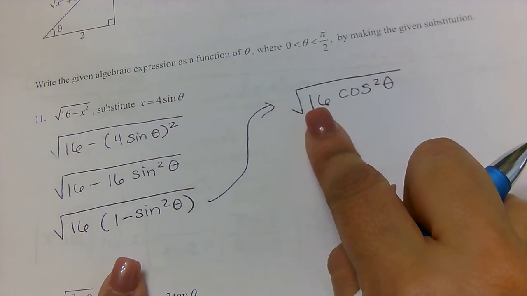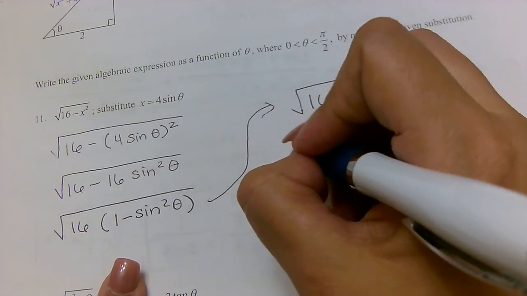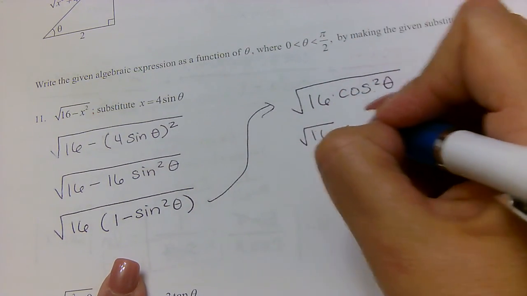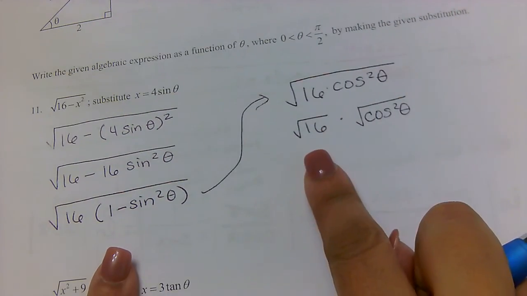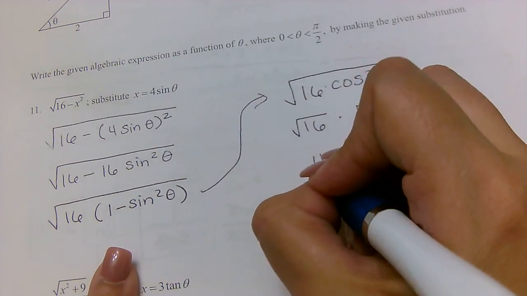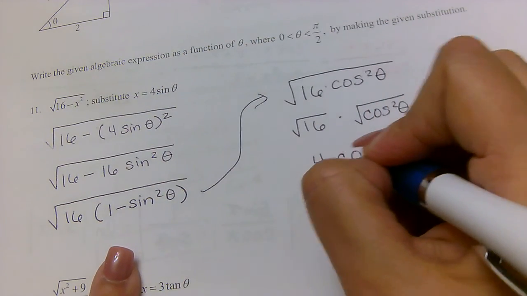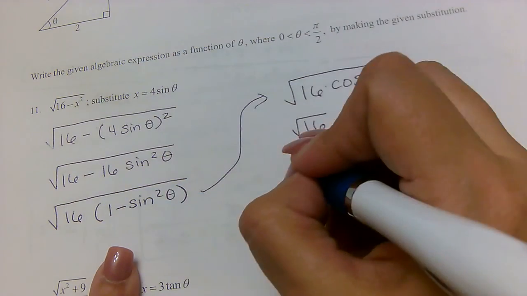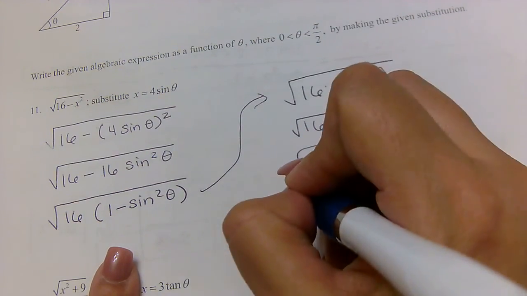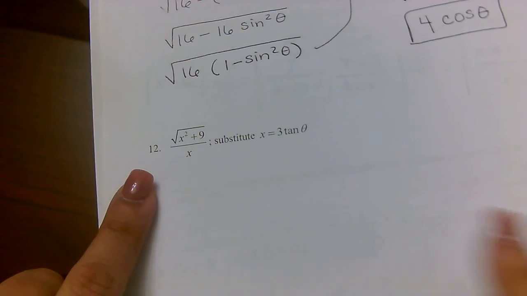Now if you remember your radical rules, anytime there's a multiplication here, we can break this up into 2 parts. I'm going to do that like so. Square root of 16 is 4. Square root of something that's squared is just going to be cosine theta. And that's your answer. Cosine is positive in quadrant 1, so this value is going to be positive. Okay, let's try it again.